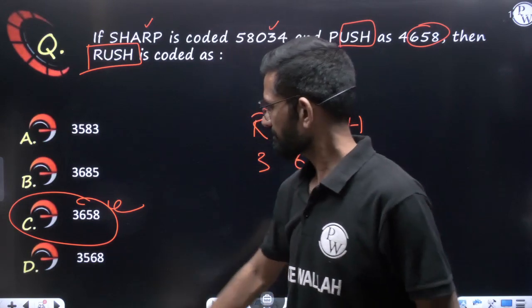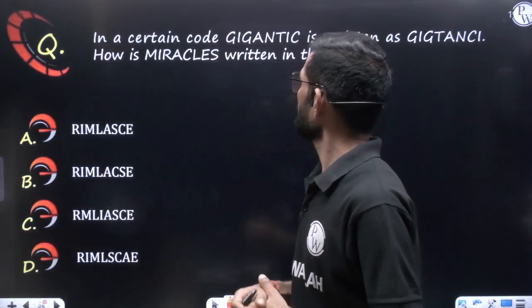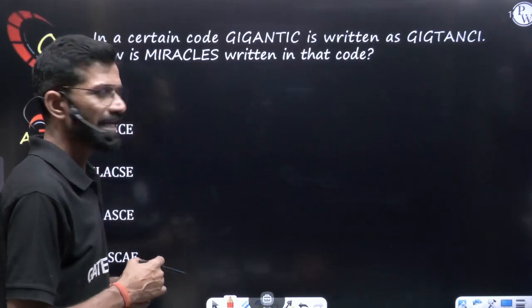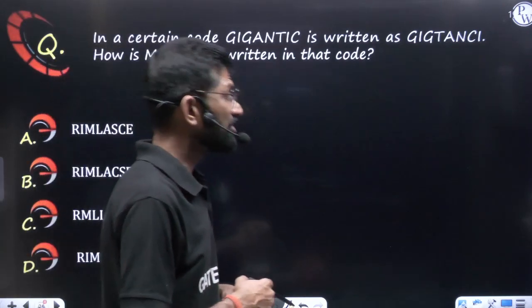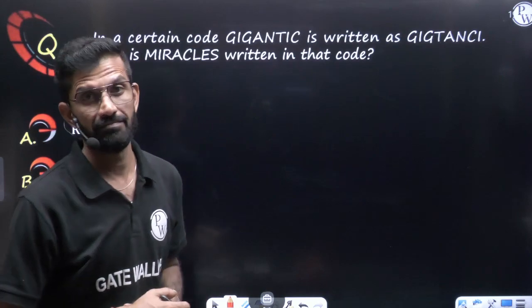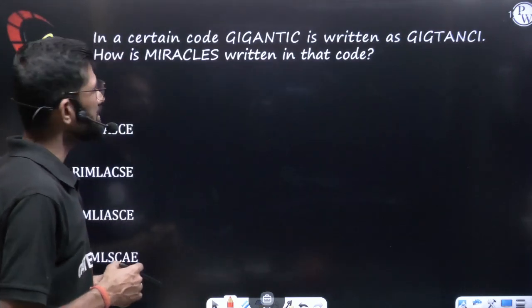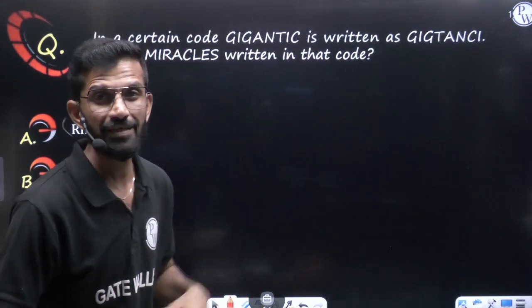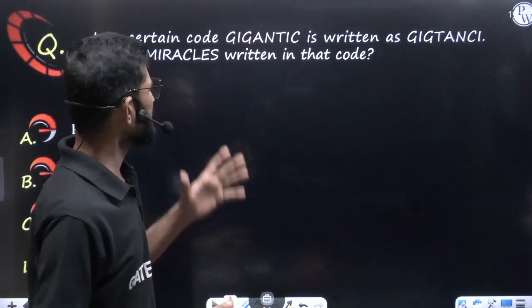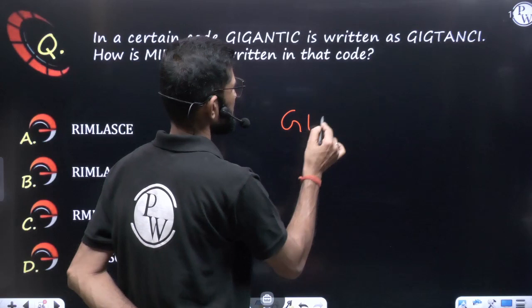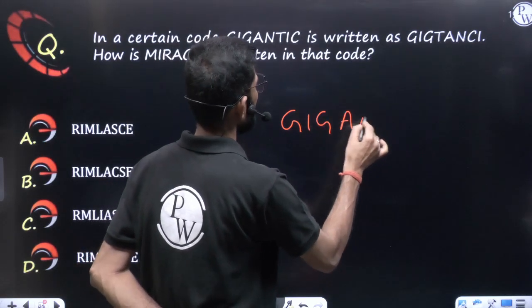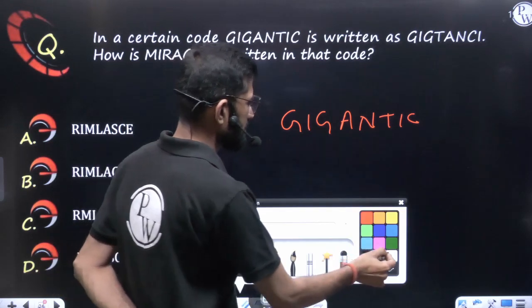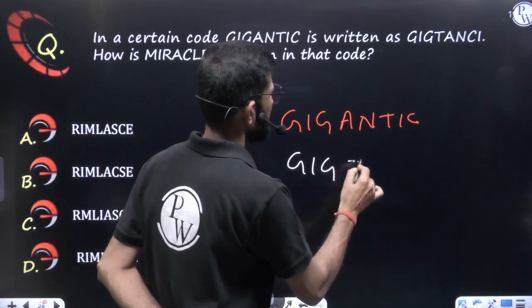Moving further. In a certain code, Gigantic is written as Giganci. So, how is miracles written in that code? Again, we have to find the code for miracles using the same pattern. Now, let us understand this like this. This is the original word Gigantic. For this, the code they are using is Giganci.